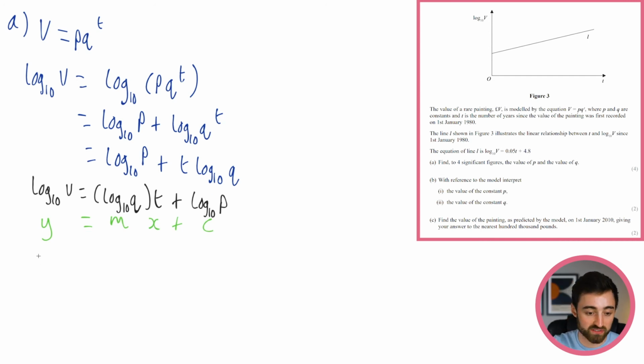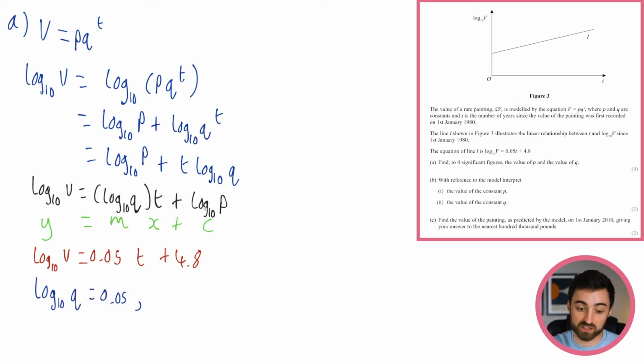We're told that the equation of the line is log 10 of v equals 0.05t plus 4.8. So instantly I know that log 10 of q must equal 0.05 and log 10 of p must equal 4.8. This is so classic. Like every single AS paper they ask you this. They absolutely love it.